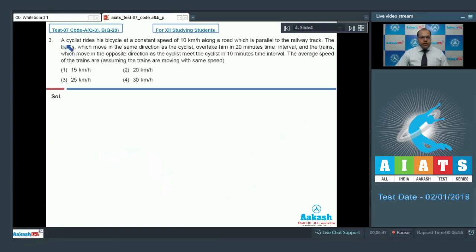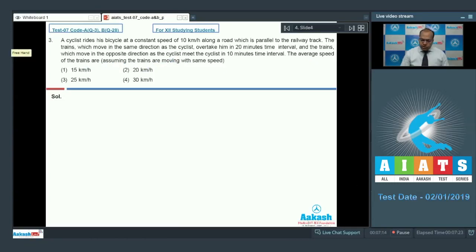In question number 3, a cyclist rides his bicycle at a constant speed of 10 km per hour along a road which is parallel to the railway track. The trains which move in the same direction as the cyclist overtake him in a 20 minutes time interval, and the trains which move in the opposite direction meet the cyclist in a 10 minutes time interval. The average speed of the trains is. Assume that the trains are moving with the same speed.